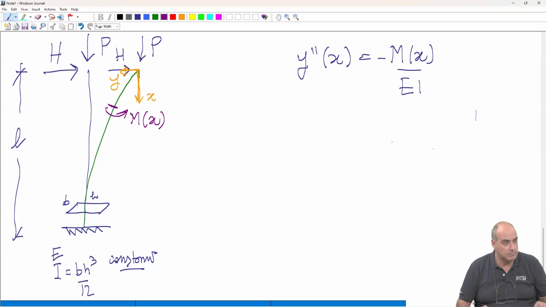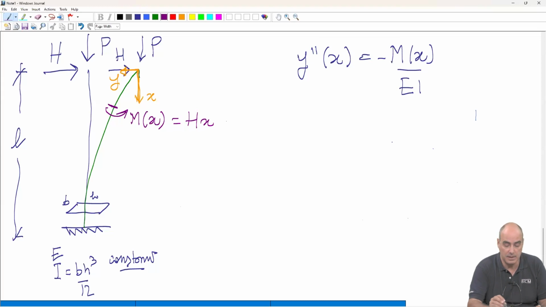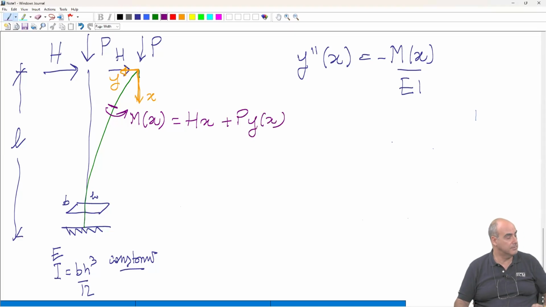And how much is this? Well, we have said there is a first order contribution and a second order one. The first order contribution is h times x, because we are here. And the second order is p times y of x.